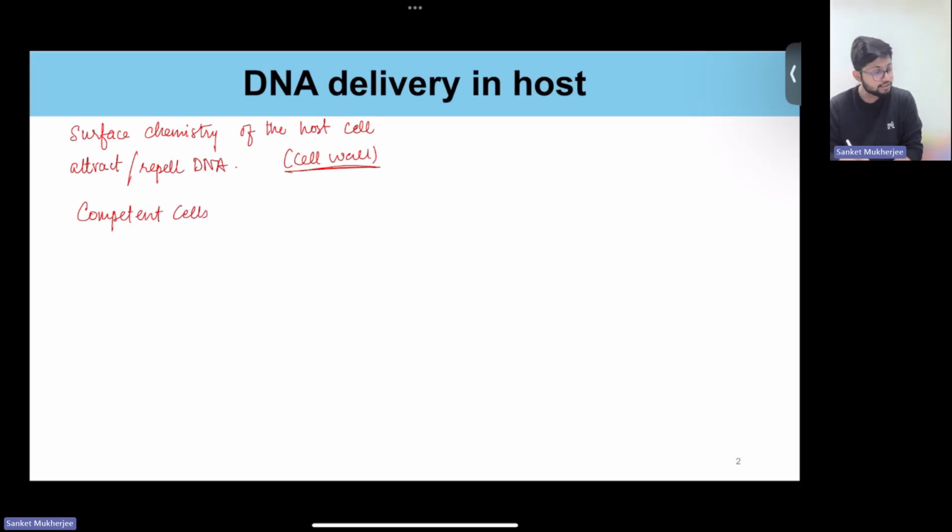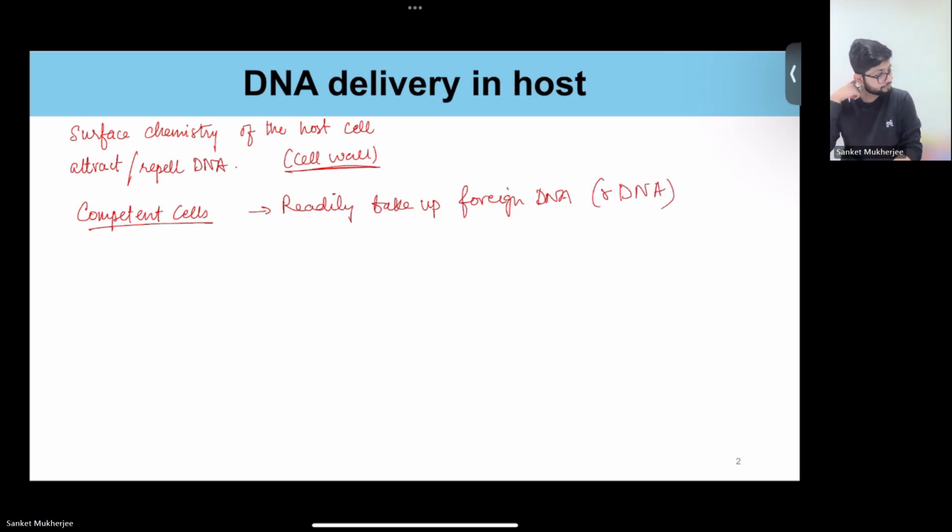So competent cells readily take up foreign DNA. In this case, it would be recombinant DNA, right? And the process by which this foreign DNA is inserted into the competent cell is called transformation. So I think so far is known by everybody.